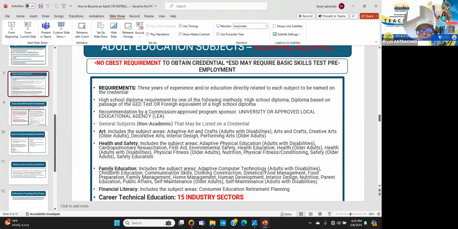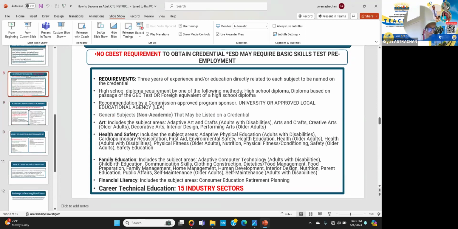I've got it on the screen because a few people had questions about what an LEA is. So you have to be recommended by a university or an approved local educational agency. The Los Angeles County Office of Education is what we call an LEA. Cal Poly Pomona, Cal State LA, Cal State Dominguez. A lot of those agencies are universities, and they're also what we call CTC approved to recommend people for a credential. The only body that can give a credential in the state of California is CTC, which is the California Commission on Teacher Credentialing.